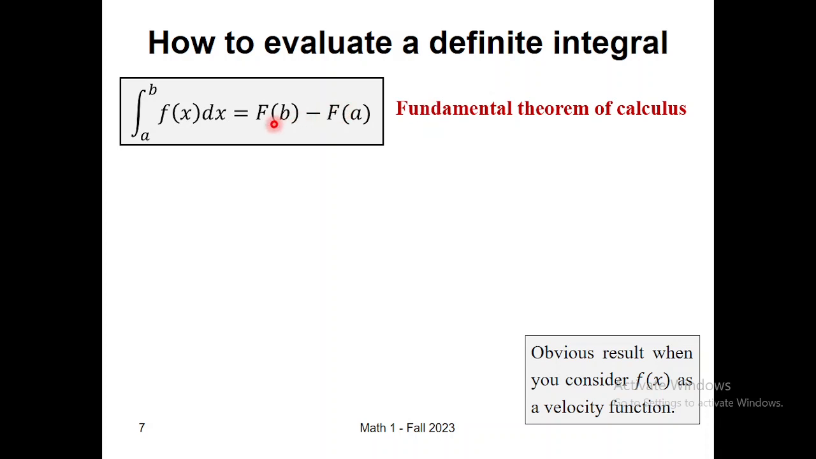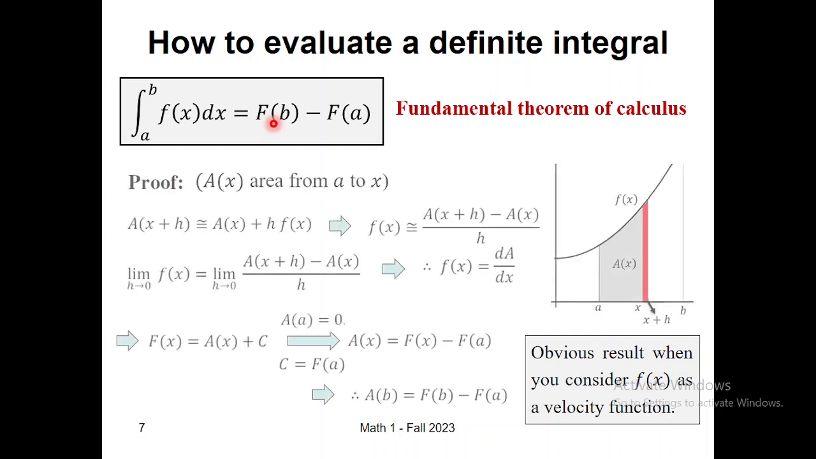So this result is very obvious if you consider f to be the velocity function. Both represent the total displacement of this object. But actually this result is valid in general, not only for this example based on a velocity function. And now we are going to consider the mathematical proof of this theorem.